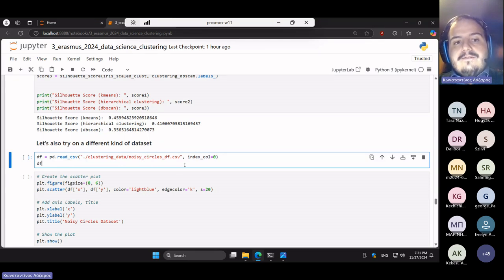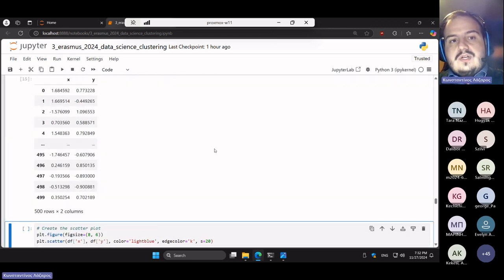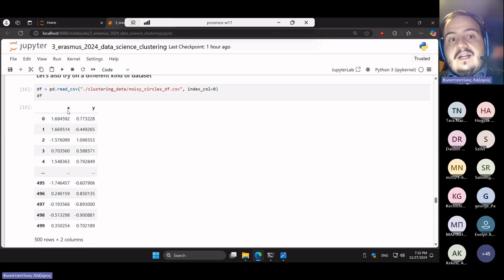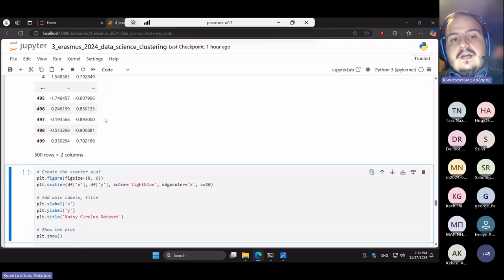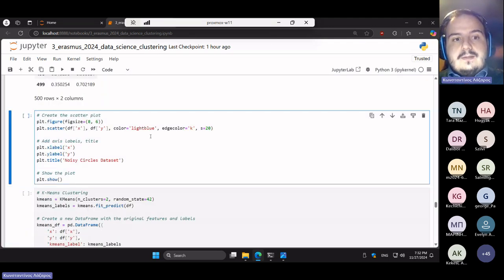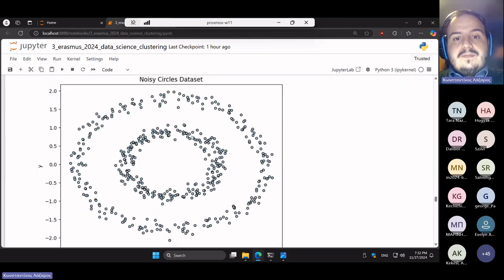So the first thing that we gotta do, again, is basically load our data. And how do we do this? We basically use this particular function from pandas, which is read CSV. So we're not loading any native data set. We're now reading from our computer's disk. And as you can see, this is the data set. It has an X and a Y. And if we try to visualize it, we're going to get something like this.